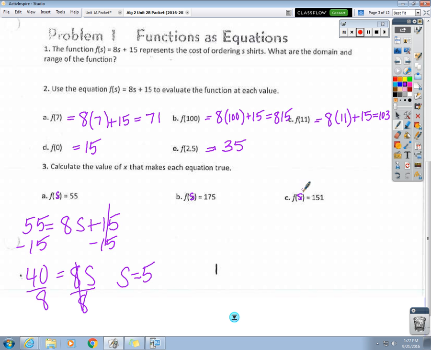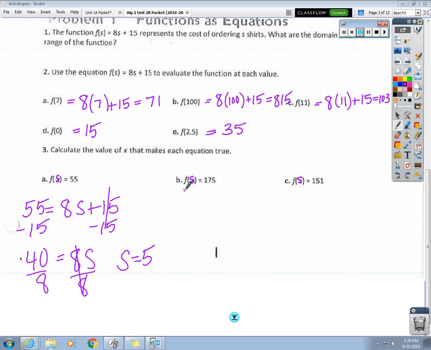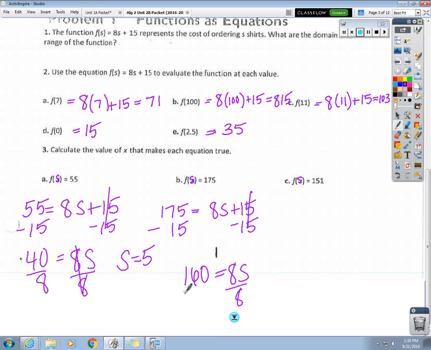Okay, so why don't you try B and C? Okay, for this one, 175 is what it's equal to, so then you just write 8s plus 15. Then you would have had to subtract 15. 160 divided by 8. So s equals 20.